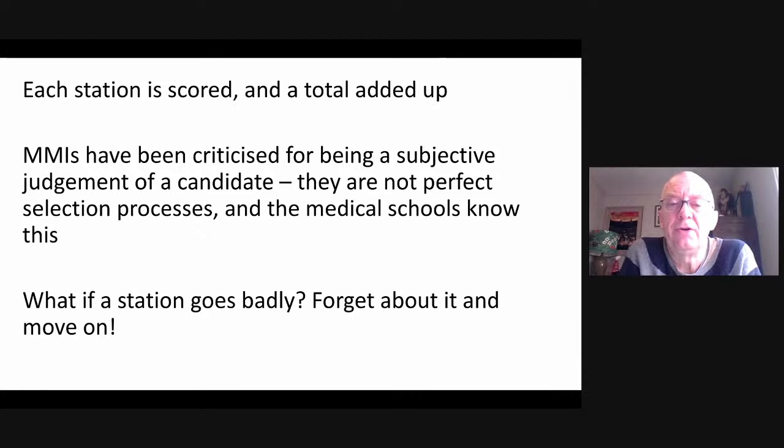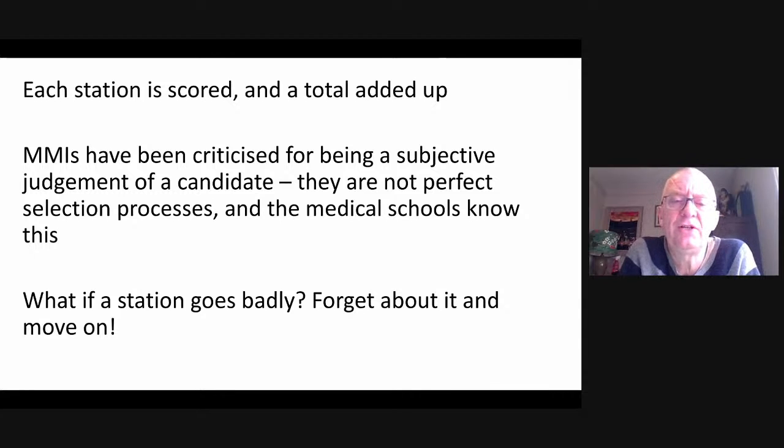People have said MMIs are not the best way of judging how good a candidate is. No, everyone knows they're not perfect. Medical schools will say to you, yes, we know we get it wrong. We know some really good candidates slip through the net and don't get offered a place. Their advice is, if you really want to do this, take a gap year and apply to the same medical schools, not a problem. In fact, most medical schools would welcome a reapplication because you're showing your determination to do this. They know you may have slipped through the net the first time around. They are fully aware of that.